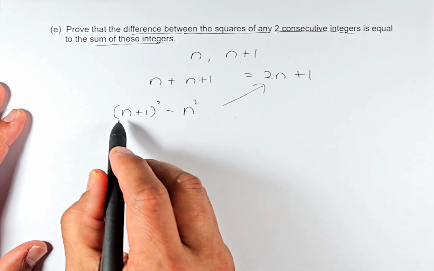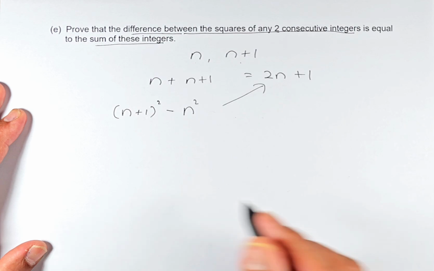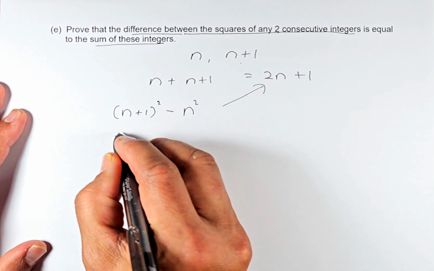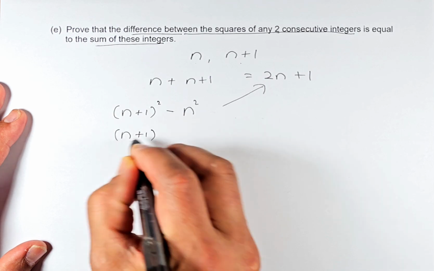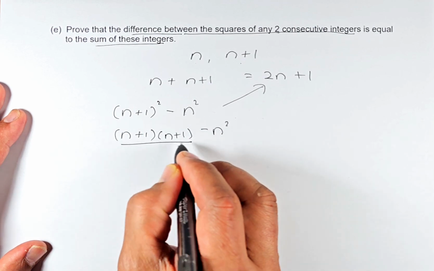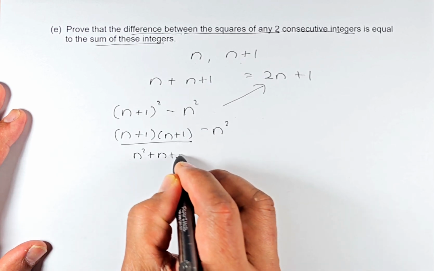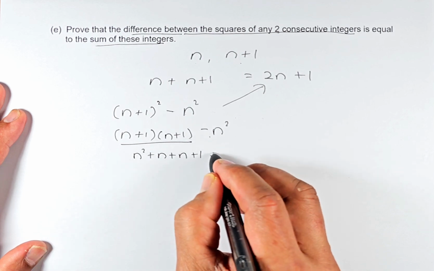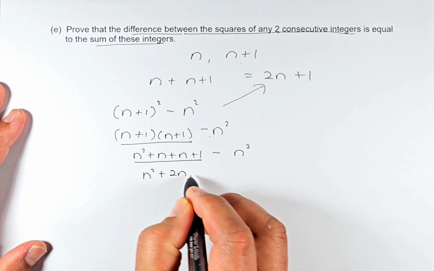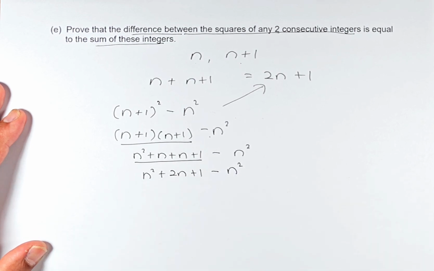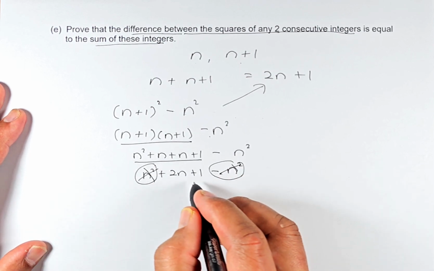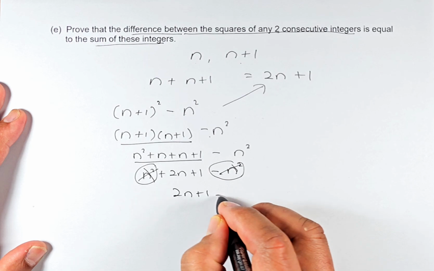To do that, we need to expand n plus 1 squared. So we're going to do the grid. I'm not going to do the grid in this video because it's time consuming, so we're just going to do it straight away. n plus 1 squared is the same as n plus 1 times n plus 1, and that becomes minus n squared. So we expand this part, it is going to be n squared plus n plus n plus 1, and then we still minus the second part, minus n squared. Simplify this part, it is going to be n squared plus 2n plus 1 minus n squared. So now you have the like terms, n squared minus n squared, they will cancel out, so there's nothing left. So the answer is 2n plus 1, which is what we have proved earlier.